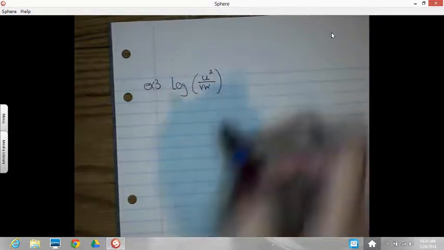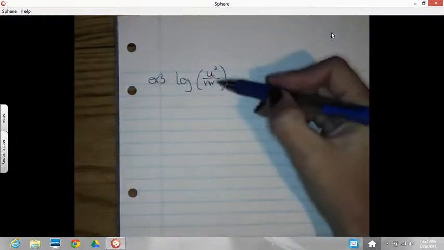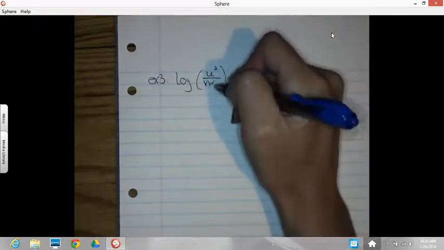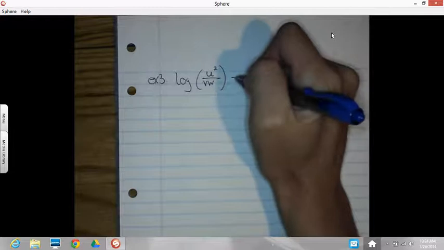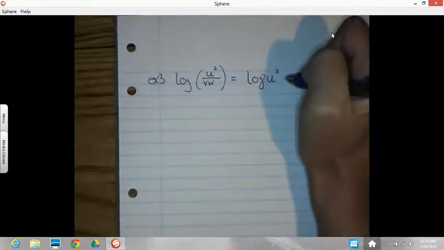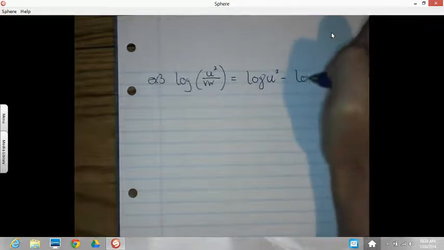Now I want you to expand this one as much as you can using the properties. So the first example, we brought them all in. Now we're going to expand it as much as you can. So we got the log of u squared over v times w. Okay, so we want to undo this stuff in here. I would undo the division first. And the division, when you have a quotient, that goes to a subtraction. That would be the log of u squared minus the log of v times w.